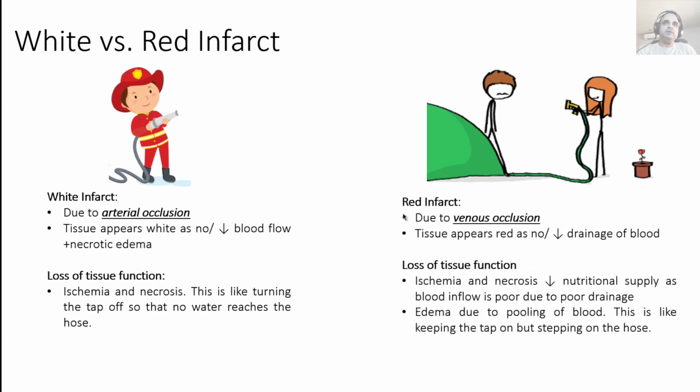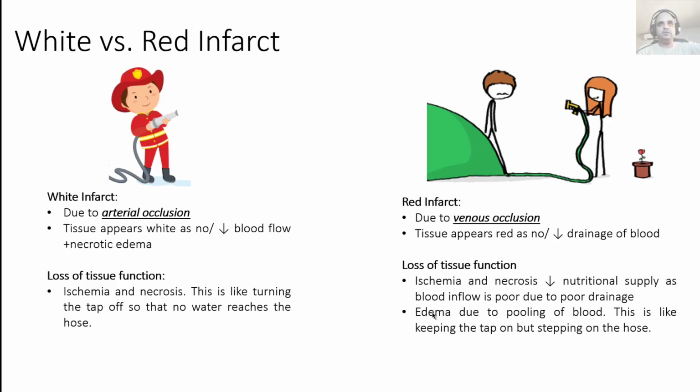Red infarct is because of venous occlusion, and the tissue appears red. It's just like standing on a hose. The tissue appears red because the drainage is sort of impeded. And the loss of function now is because of ischemia and necrosis, but also because of edema. And edema is happening because of poor clearance from the tissue simply because of pooling of blood. And as the blood cannot drain out, that necrotic debris and tissue edema can't be cleared up properly because the eye does not have any lymphatics. So you get a lot of edema. So loss of tissue function is ischemia and necrosis, and in addition edema as well in this case, because it's not possible to clear it up because the blood keeps pooling.